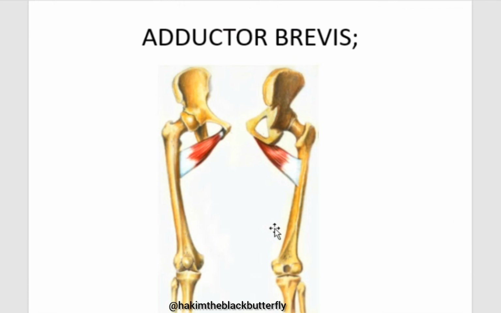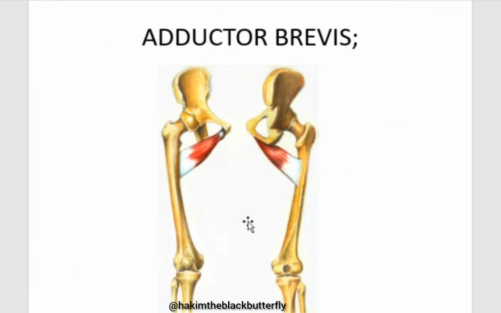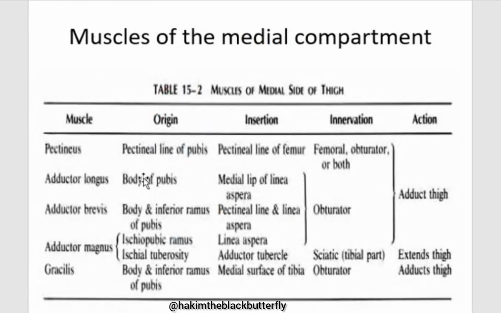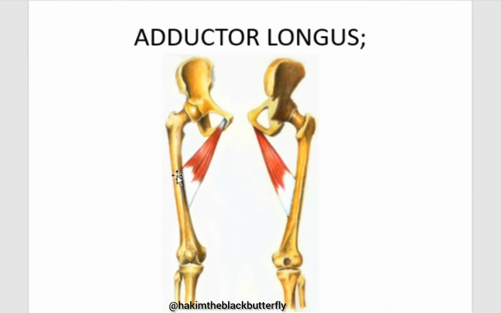So we can see our adductor brevis as indicated in the table: pubis, inferior ramus, pectineal line, and linea aspera. When you go to the adductor longus muscle: pubis and medial lip of the linea aspera. You're going to go to that bone. This ridge is the linea aspera. It has a medial and lateral lip. So you can see it coming from the pubis to the medial lip of the linea aspera.